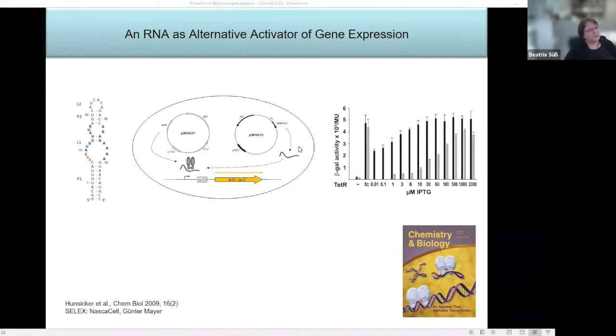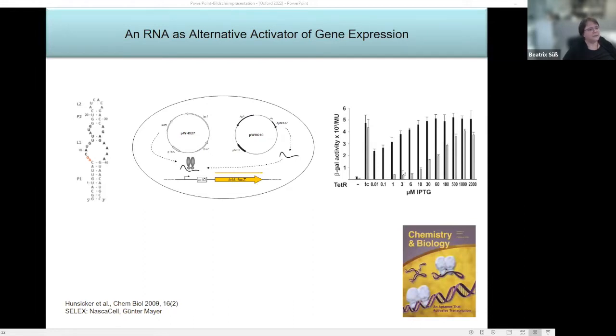We worked in E. coli, in bacteria, with two plasmids, and from the left plasmid here, TET-R was expressed. On the genome, we had a reporter that was under control of TET-R, and of course you can add tetracycline to displace the protein from the DNA. But in our case, we expressed our RNA aptamer on a second plasmid, and this aptamer also leads to the induction of TET-R controlled gene expression.